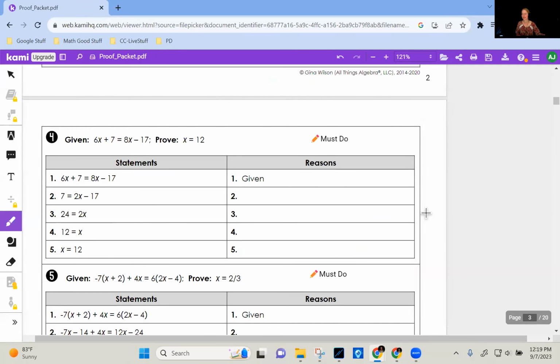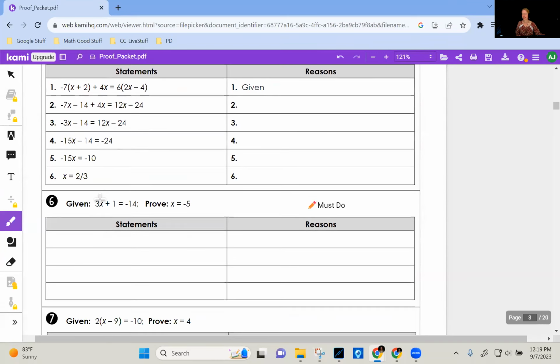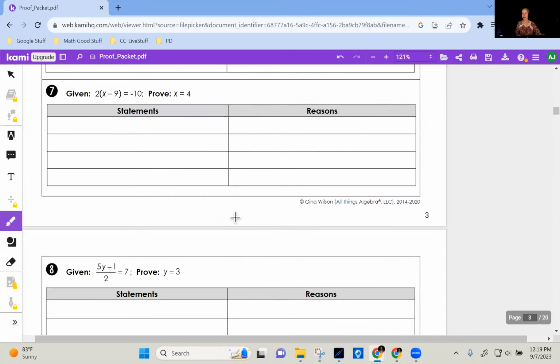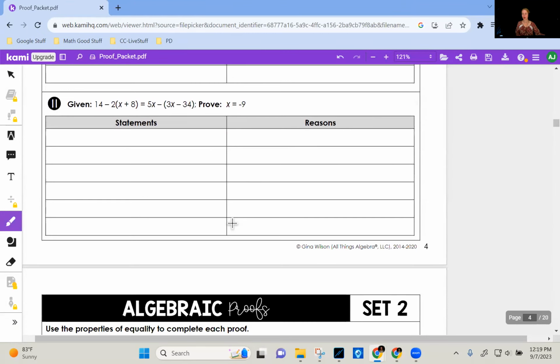When you go to this next step, you've got a couple of them that are must do, and they have their statements written out. I have one more that I would like you to try as a must do that does not have statements. So you're going to pick the order of your algebra, and then I recommend that you try these other ones, but they are not required.